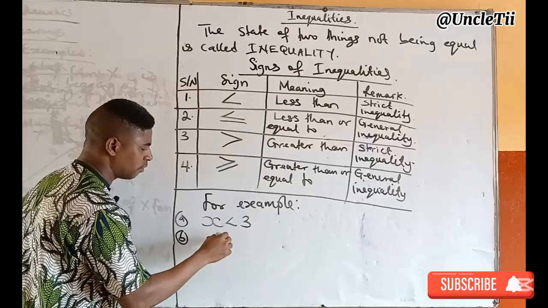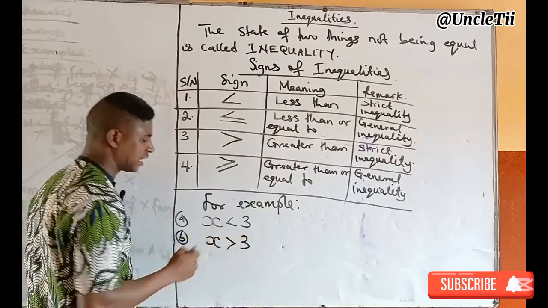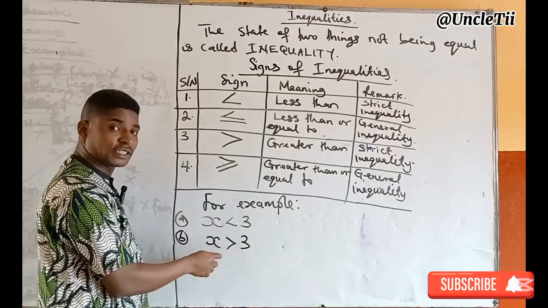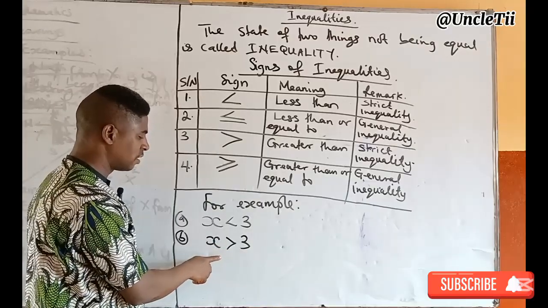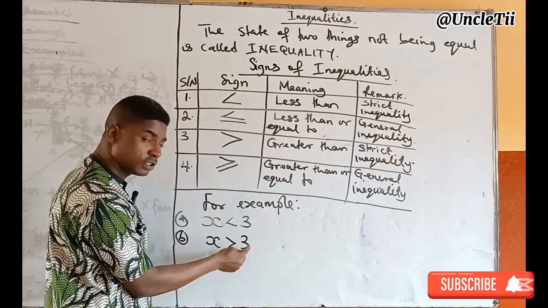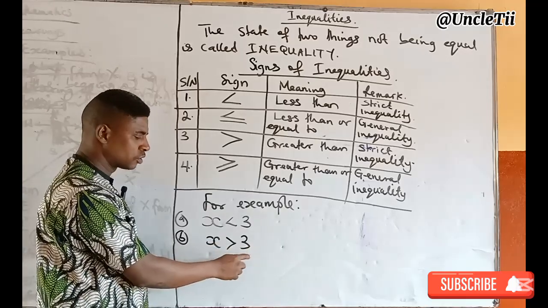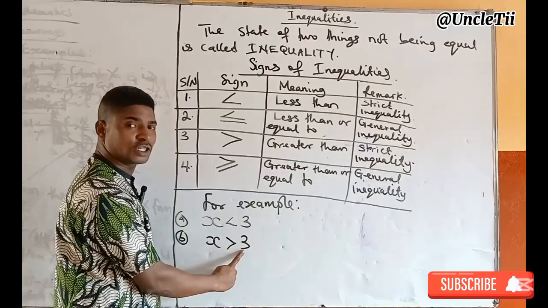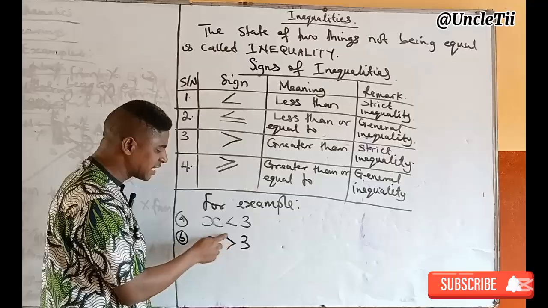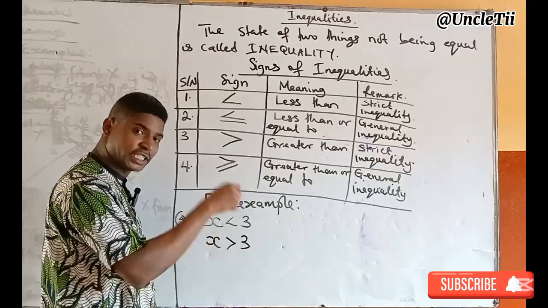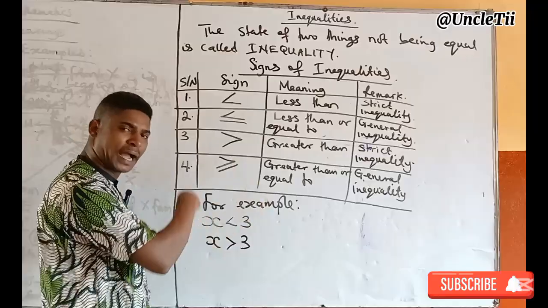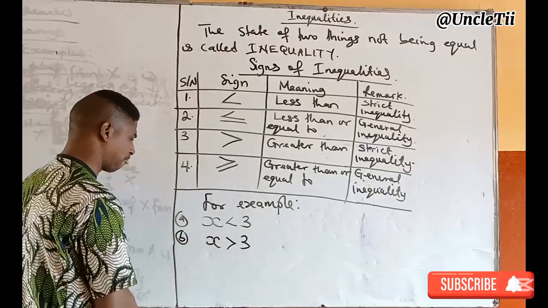So, when you have, for instance, x greater than 3, which is another strict inequality, we are saying x is an entity that is more than 3. So, as it were, 3 is not a part of the solution set. That is what makes greater than a strict inequality. The value on the right is not a part of the answer.